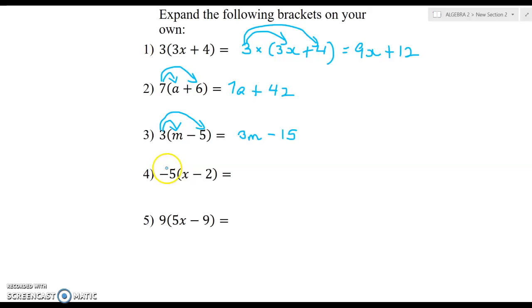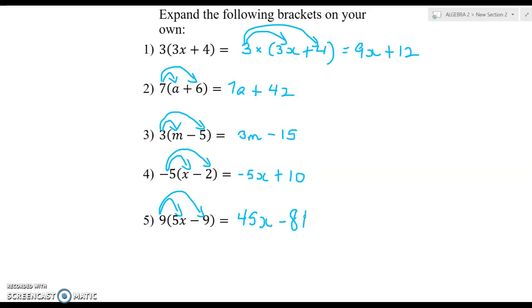Number 4, negative 5 by x will give me negative 5x, because that's a negative by a positive there. And then negative 5 multiplied by negative 2 is positive 10. Good. Number 5, 9 by 5x is 45x. And then 9 multiplied by negative 9 will be negative 81.